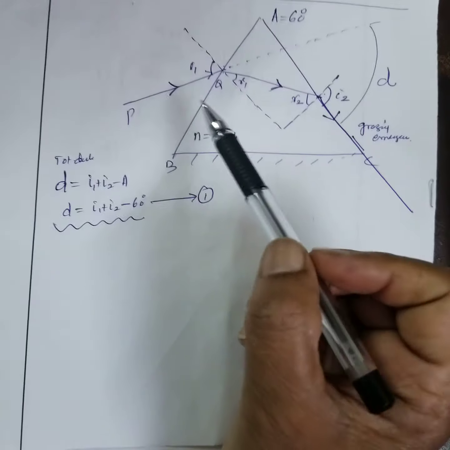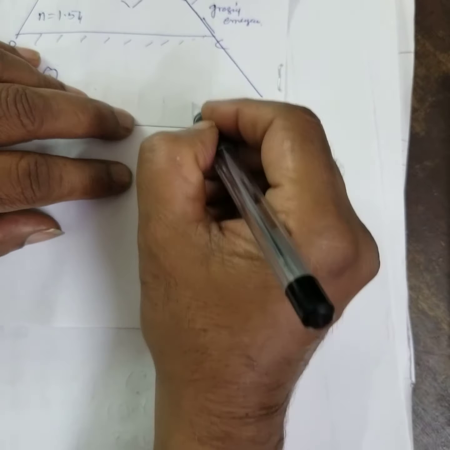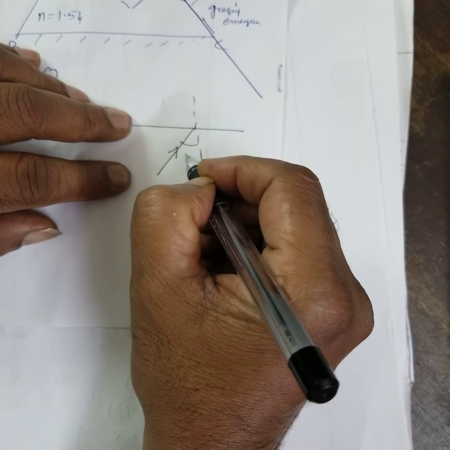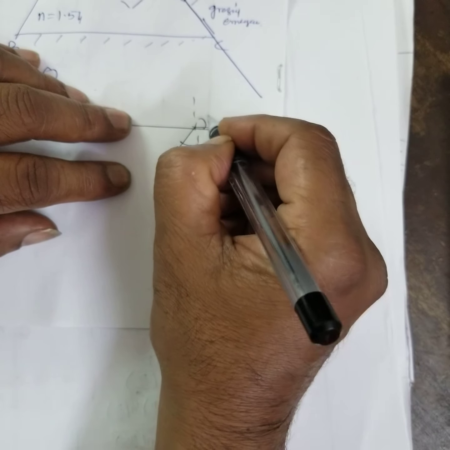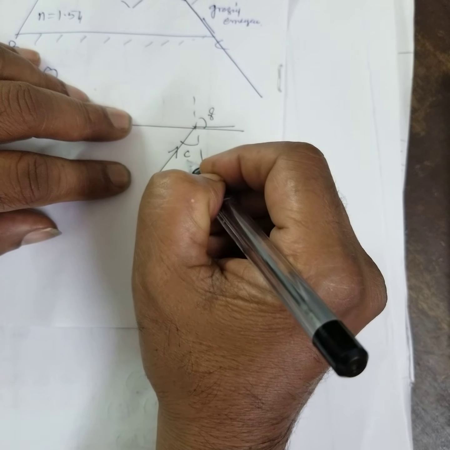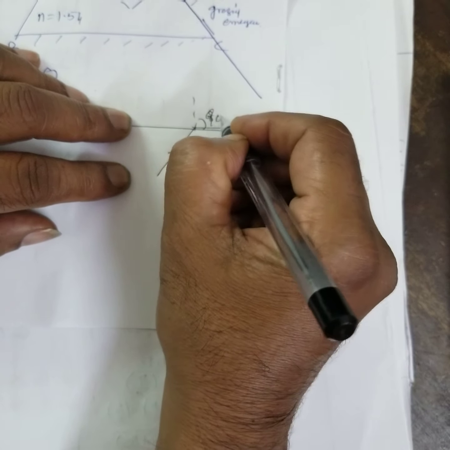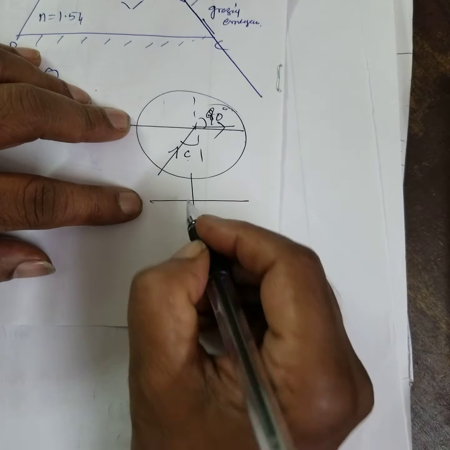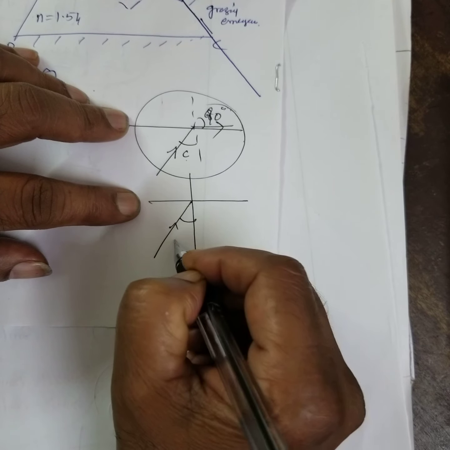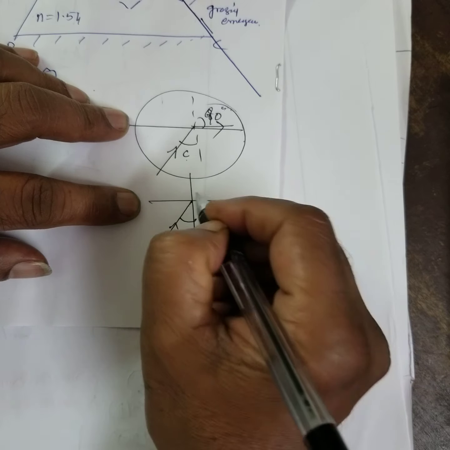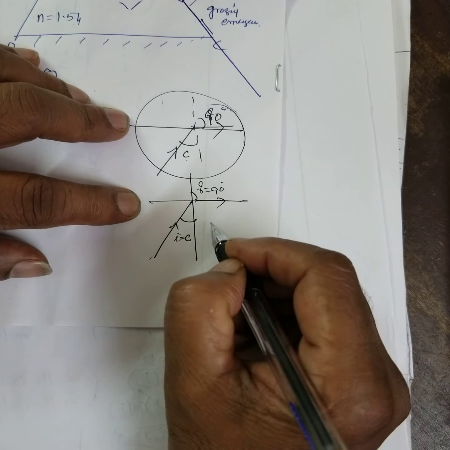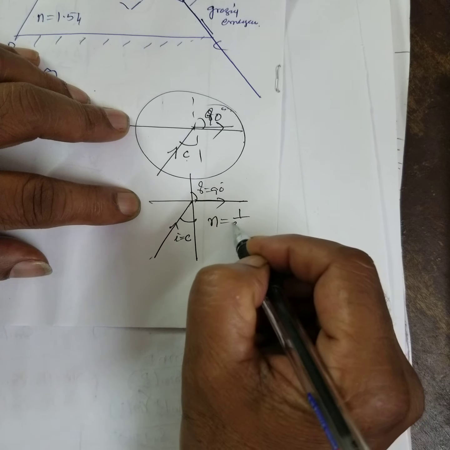See here, this is the critical angle. This is the angle of incidence in the denser medium, the critical angle. This is 90 degree, right? You know that condition for critical angle: if the angle of incidence is equal to the critical angle, the angle of refraction is equal to 90 degree, right? Therefore, n is equal to 1 by sin c.